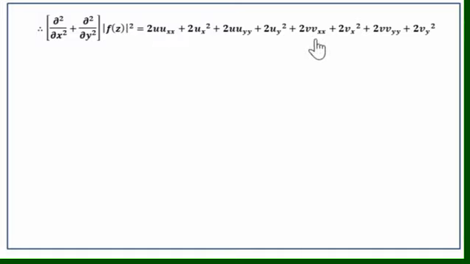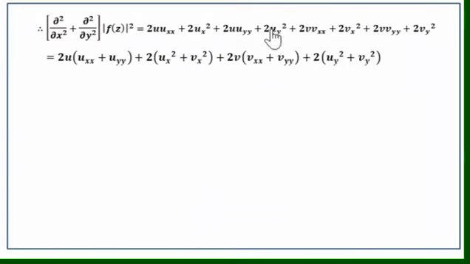Similarly, we have 2v vxx and 2v vyy. So take 2v outside the bracket and write 2v into vxx plus vyy. And here we have 2 ux square plus 2 vx square, so we can write 2 into ux square plus vx square, and 2 uy square plus 2 vy square, so we can write 2 times uy square plus vy square. So the right hand side becomes this now.